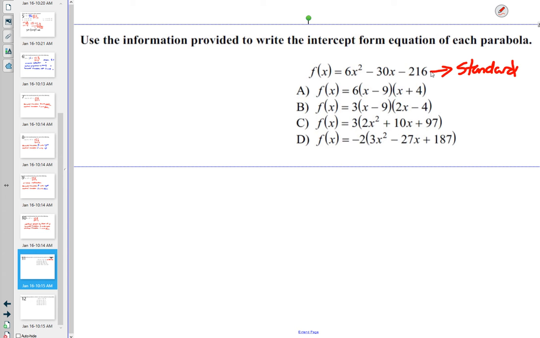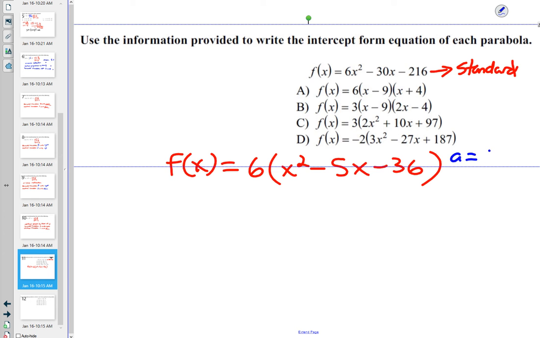Anytime you factor, what do you look for first? Greatest common factor. What is the greatest common factor? Yeah, they can all be divided by 6. So I factor out a 6, I'm left with x squared minus 5x minus 36, which works out nicely because now the number in front of the x squared is a 1. That 6 is going to stay with us.